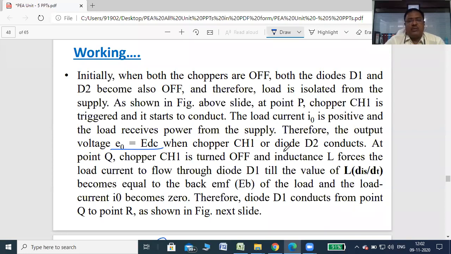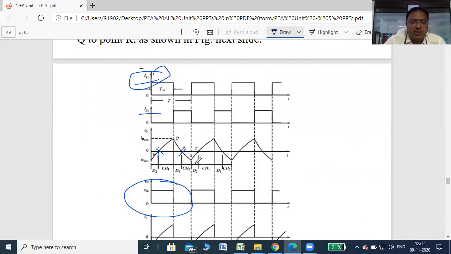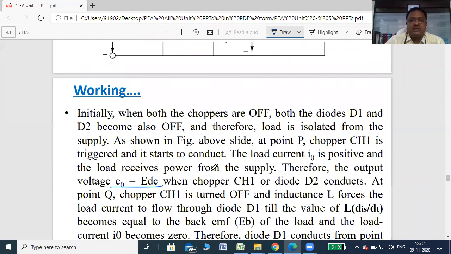When chopper CH1 or diode D2 conducts, at point Q, chopper CH1 turns off. Chopper 1 turns off and inductance L forces the load current to flow through diode D1 till the value of L di/dt becomes equal to the back EMF of the load and the load current I0 becomes 0. So this part, Q to R, is when the inductor forces the energy, so the current is positive. Definitely it is decreasing, but it is still positive because the direction of current is still the same, right?